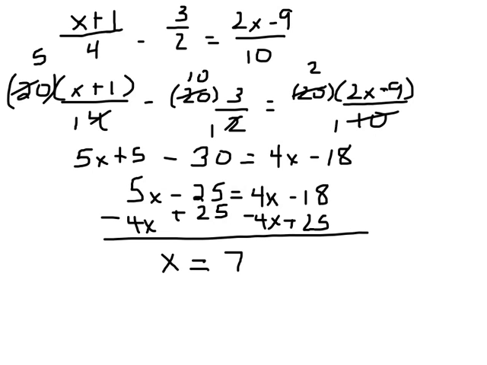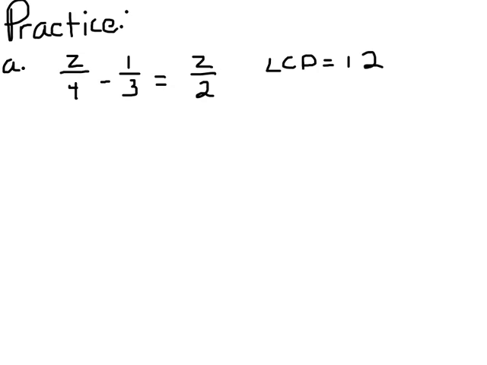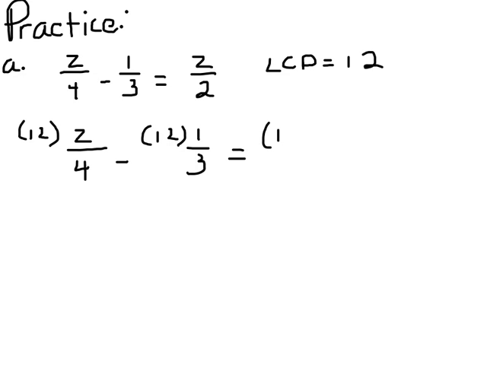Okay, let's go ahead and we have 2 practice problems. Let's go ahead and work those. Alright, I've already found the least common denominator for you, 4, 3, and 2. The least number that all 3 will go into is 12. So let's just put a 12 here in parentheses beside of z over 4 minus a 12 in parentheses here, 1 over 3 equals, and another 12 in parentheses, z over 2.